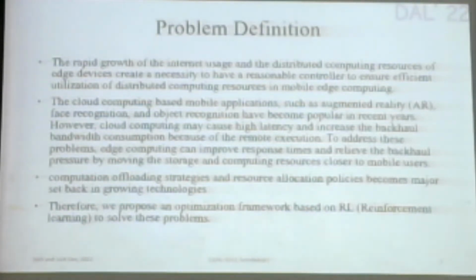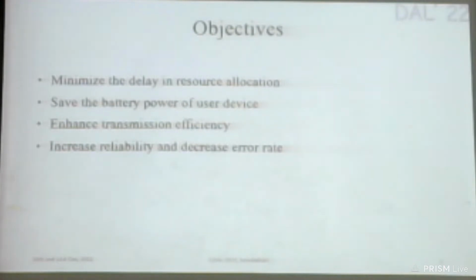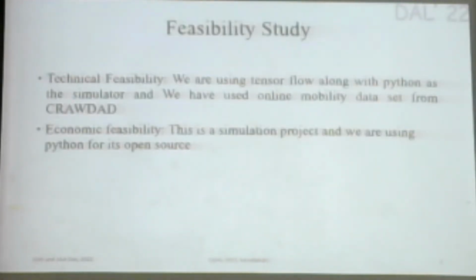Computation operating strategies and resource allocation policies have become a major setback in growing technologies. Therefore, we propose an optimization framework based on reinforcement learning, that is RL, to solve these problems. The main objectives of our research are to minimize the delay in resource allocations, save the battery power of user devices, enhance transmission efficiency, increase reliability and decrease the error rate.